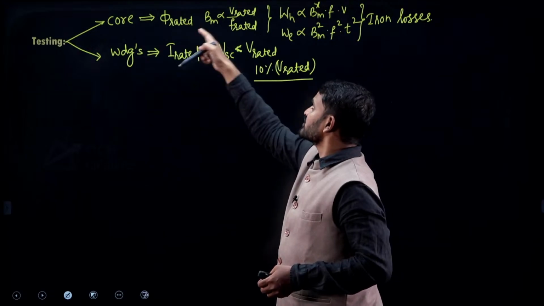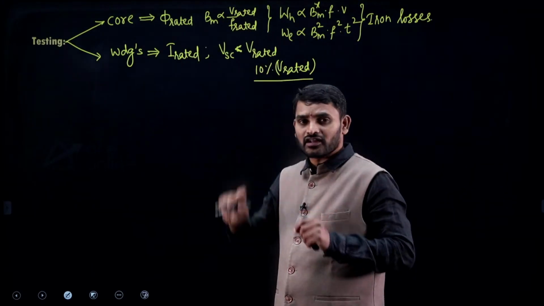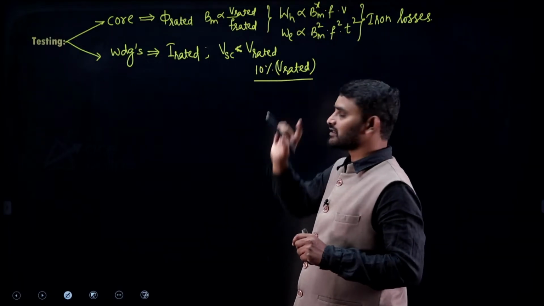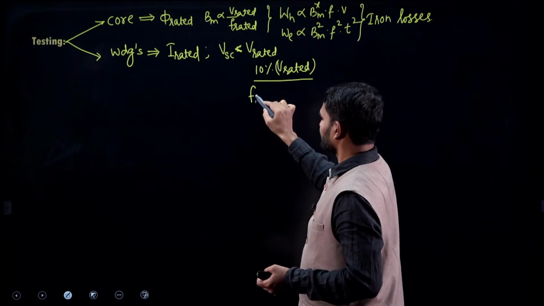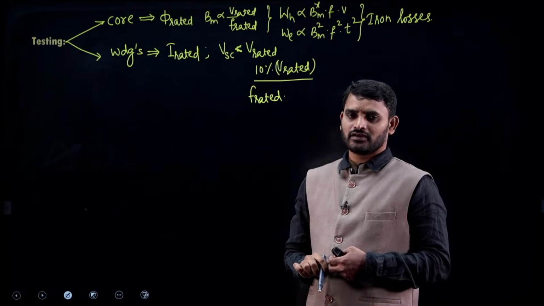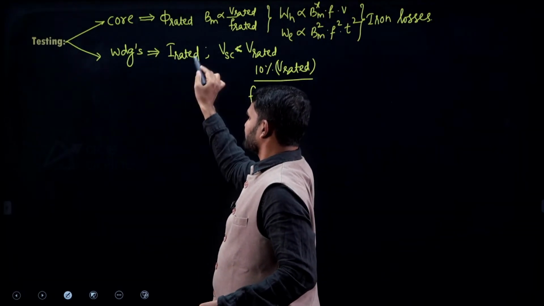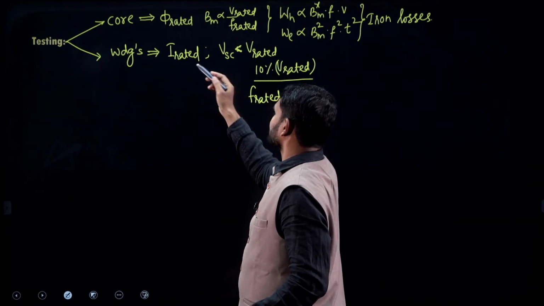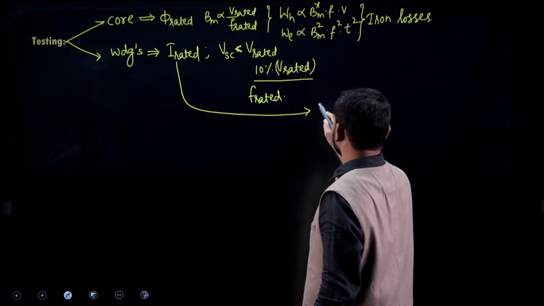To find the core losses, rated voltage and rated frequency must be there. But to find the winding losses, we will be applying less than the rated voltage. Remember this point. And frequency is going to be rated, remember. Because of circulation of current in the winding, you can find out the heat, the copper losses.